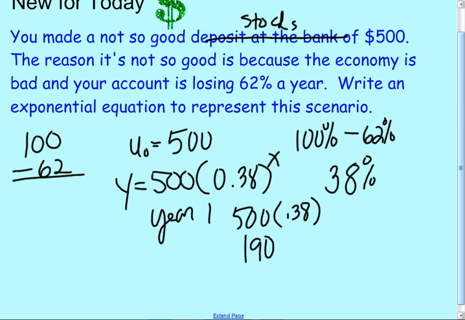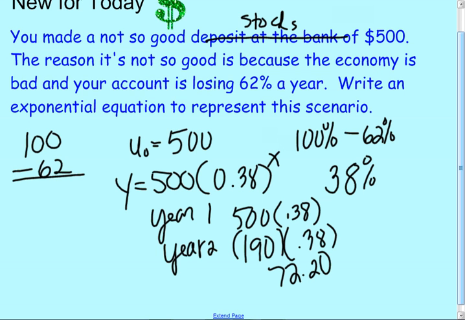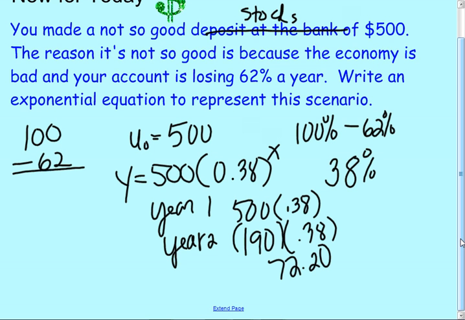Okay, now that was after year 1. What about year 2? Okay, 190 is this one. Year 2, you're going to take 190 times what? 0.38. So how much money do you have now? Not very much. $72.20. Now, you're going to hope the stock market's going to increase. It'll come back up. Might not. If you're going to invest in the stock market, during business, you're going to use this all the time.